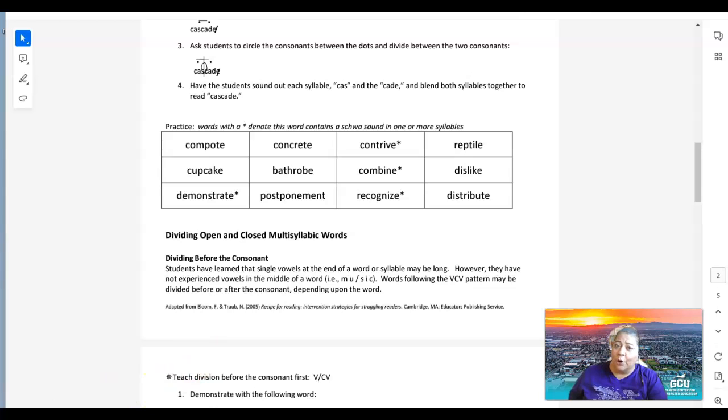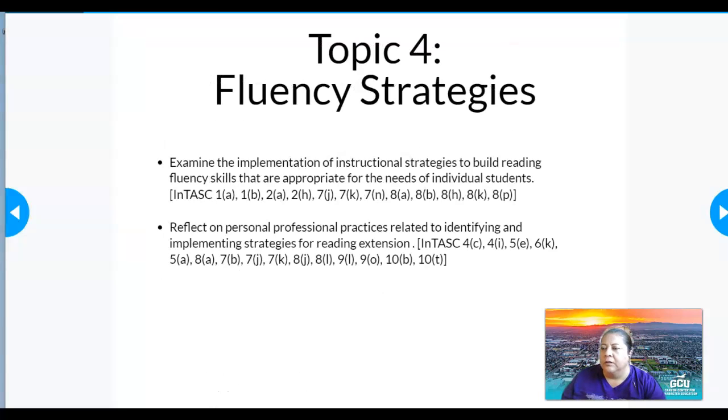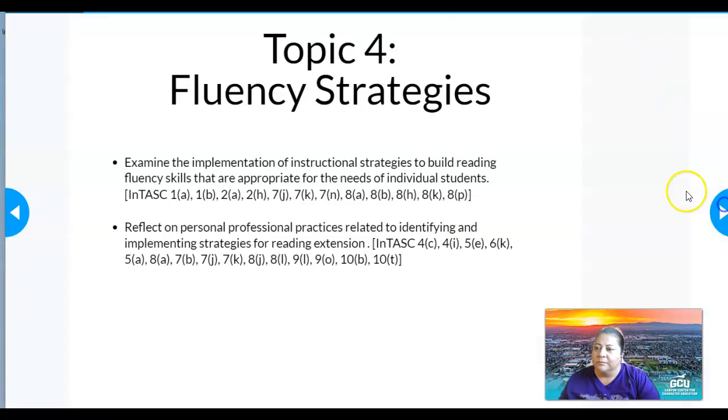So now let's go ahead and go into fluency and our assignment expectations. Okay, so topic 4, fluency. As you can see right here, you have a visual of your objectives. So now let's go ahead and go into this.